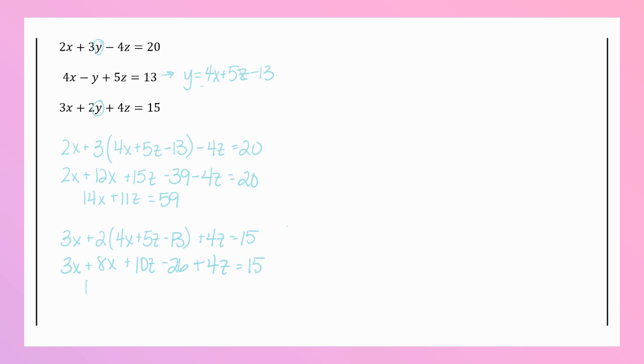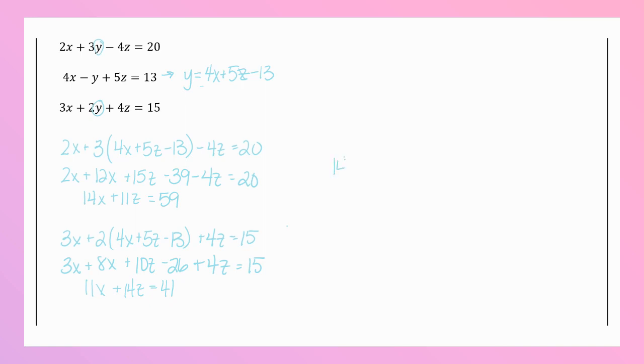And I'm going to combine like terms. And I get 11x plus 14z, oh that's weird, equals 15 plus 26, which is 41. Weird because it's not very often that the variables would work out like that where they're almost exactly the same, okay? So I have two equations now.